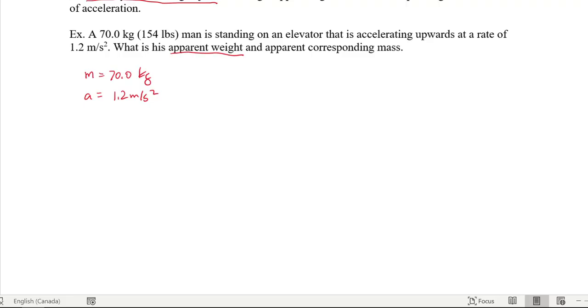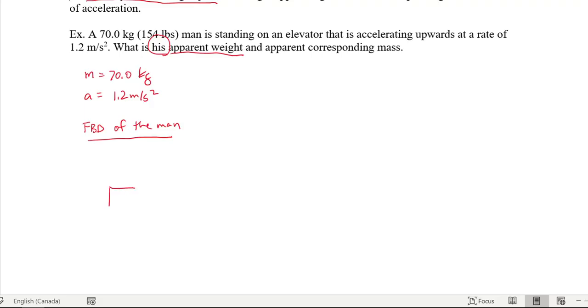So what weight does he feel? Does he feel heavier? Does he feel lighter? What does he actually feel? Okay, so what we have to do, because it's a forces question, is draw a free body diagram of the man, not of the elevator. We want to know his weight, not the elevator's weight.